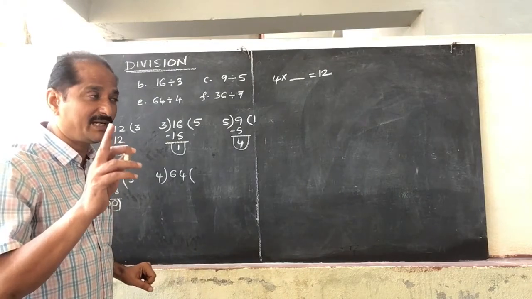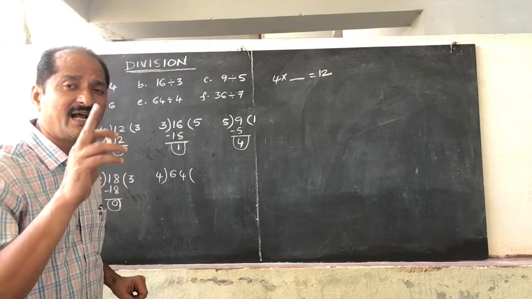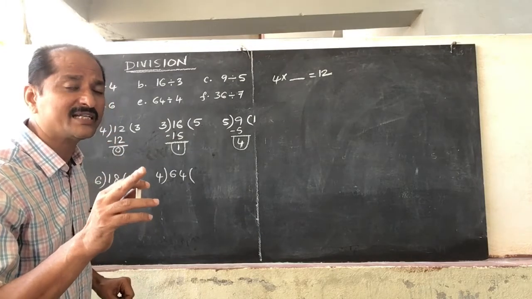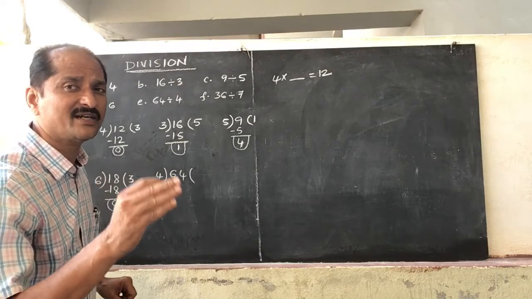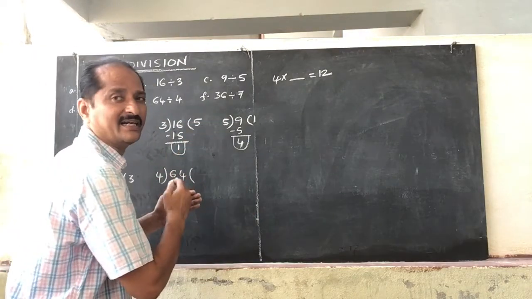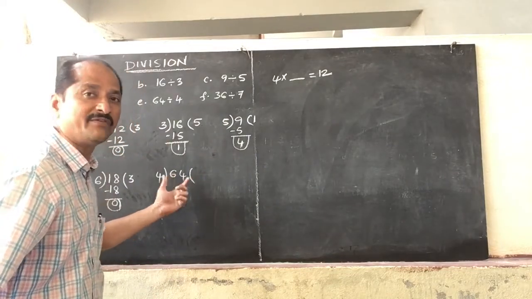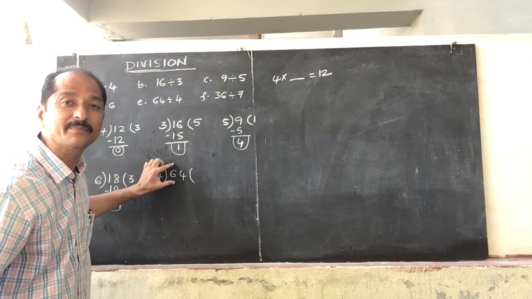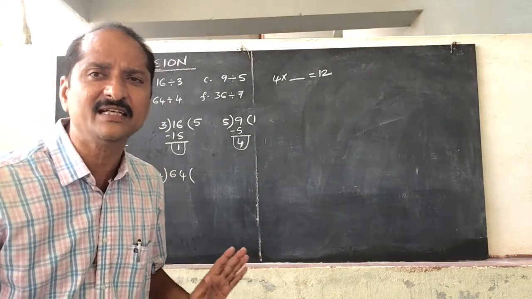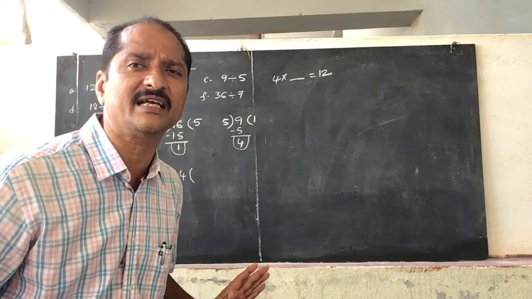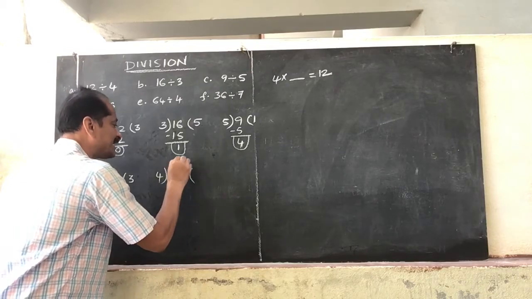So what I said, remember carefully. In addition, subtraction and multiplication, we start doing addition or subtraction or multiplication from the right side. Units place onwards we are starting. But in division, here we are starting from the greatest place. From the left side onwards we are starting. What is the left side digit? The left side digit here is 6. So first divide. 6 is greater than 4.